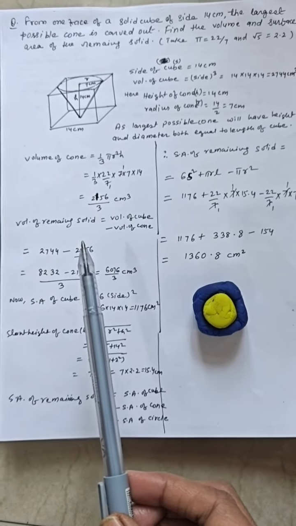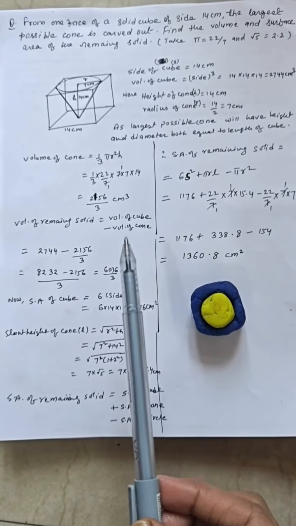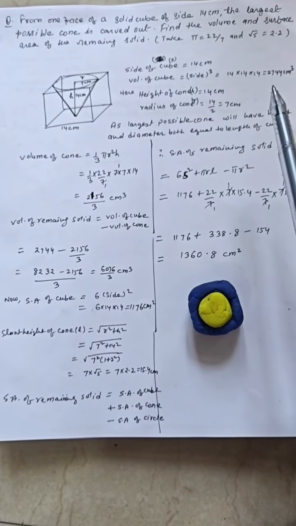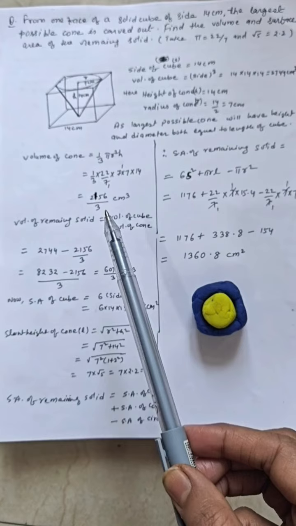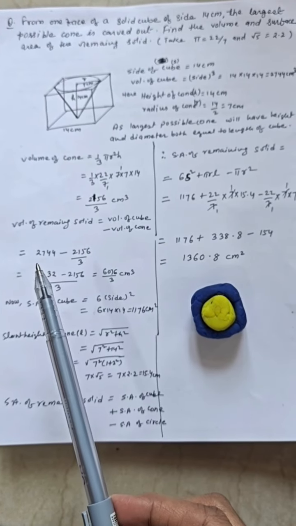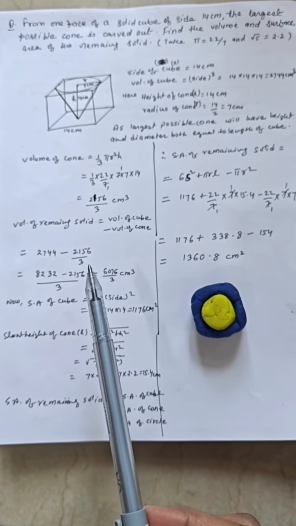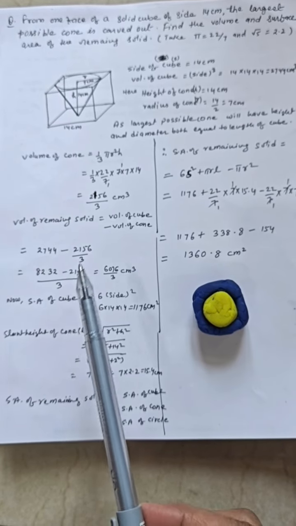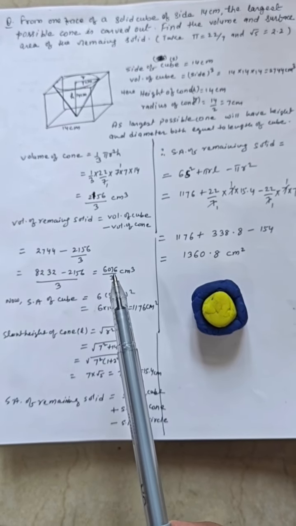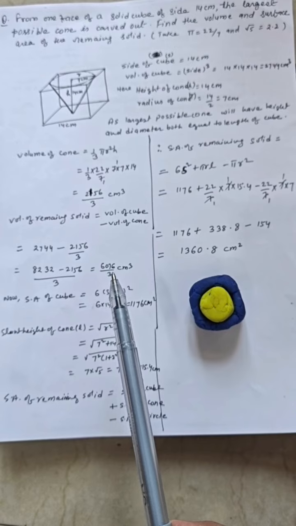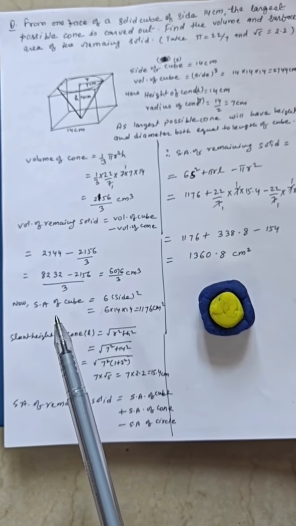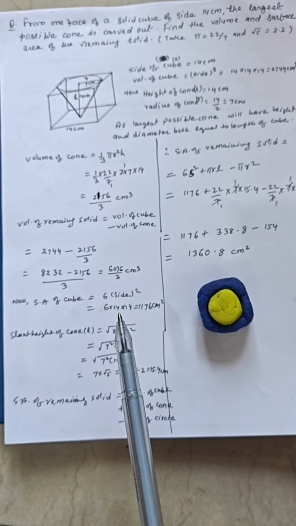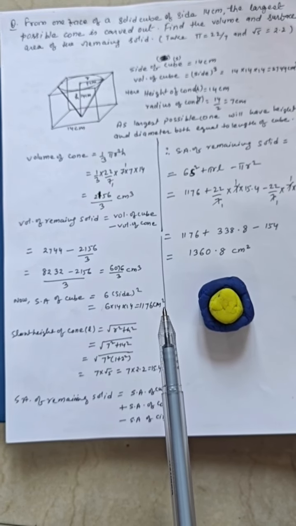Now volume of the remaining solid means volume of the cube minus volume of the cone. So volume of the cube is this and volume of the cone is this. So take the subtraction, 2744 minus 2156 upon 3. After simplification, taking LCM 3 and multiplying, you will get 6076 upon 3 centimeter cube. Surface area of cube, 6 side square, 6 into 14 into 14, 1176 centimeter square.